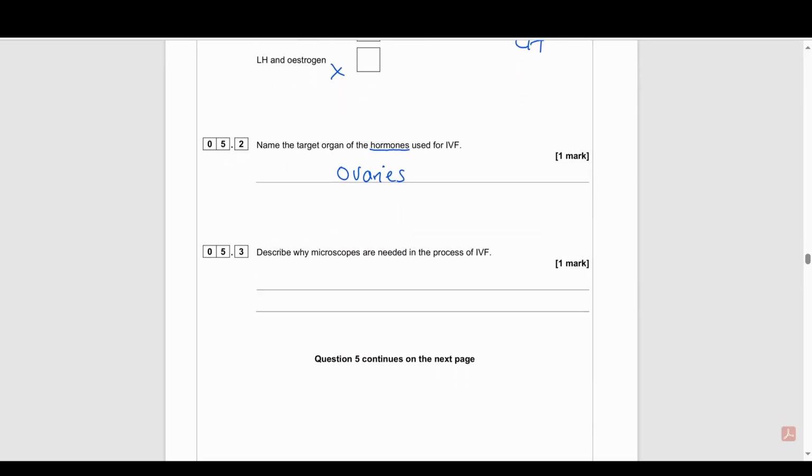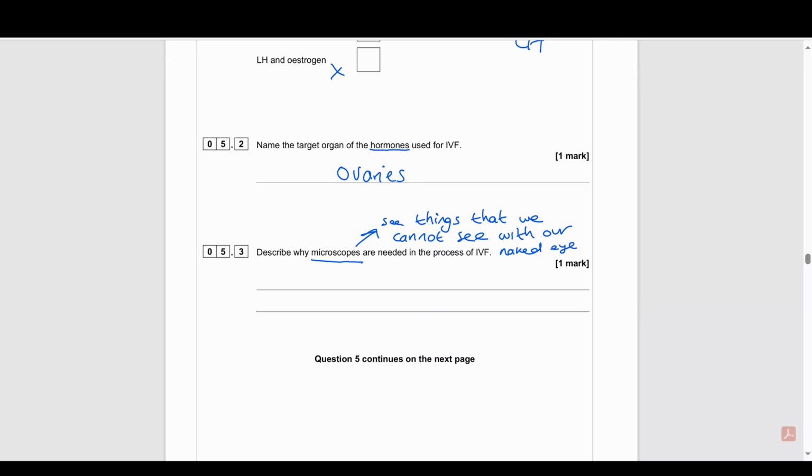5.3. Describe why microscopes are needed in the process of IVF. Well, what are microscopes there for? It allows us to see things that our naked eye cannot see. So, in this case of IVF, what would we want to see that our eyes cannot allow us to view? Well, it's going to be the eggs, because the egg cells are quite small in comparison to other things that we can see with our eyes.